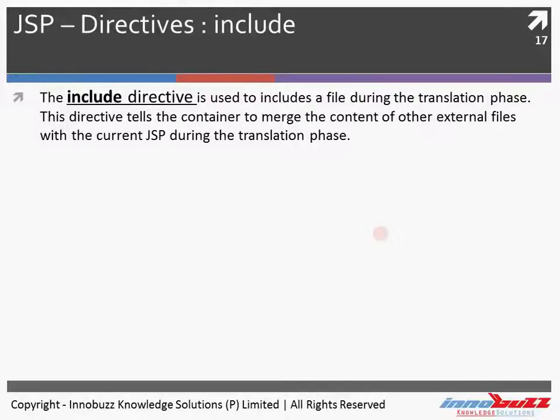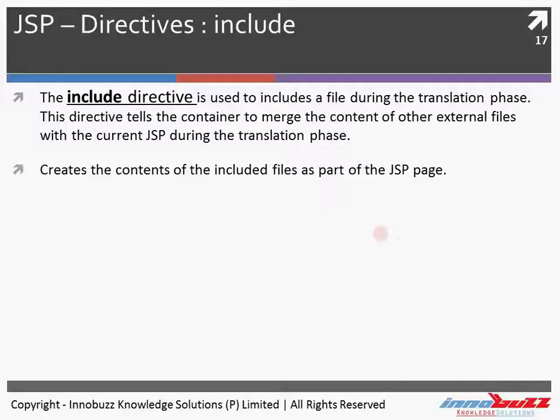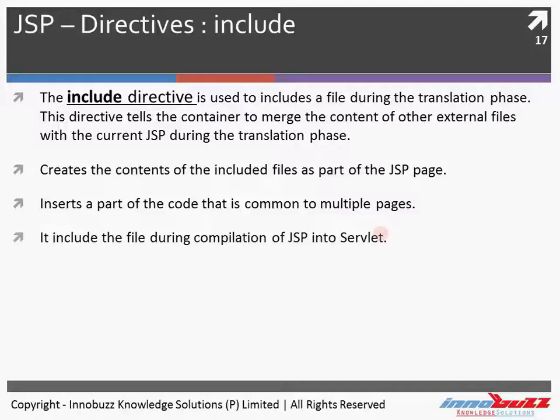This directive tells the container to merge the content of another external file with the current JSP during the translation phase. So it treats the contents of the included file as a part of the JSP page. So after including, it itself will be a part of the current page. It inserts a part of the code that is common to multiple pages. We can use it for header pages or footer pages, for all those JSP pages to form a template for any web application. We can use this include directive. It includes the file during compilation of JSP into servlet.